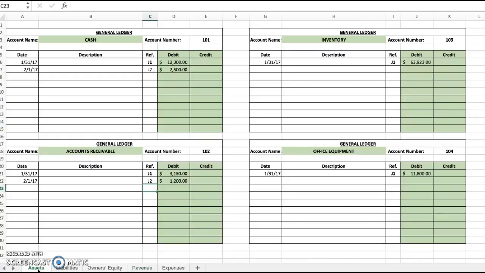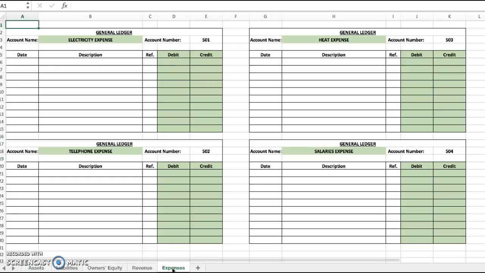Okay, third entry, February 2nd, electricity expense was debited. Well, let's go to the expense account. On the tab at the bottom, you see expense. Click on that tab. Electricity expense we see is account number 501. The date is what? February 2nd now. Whoops.